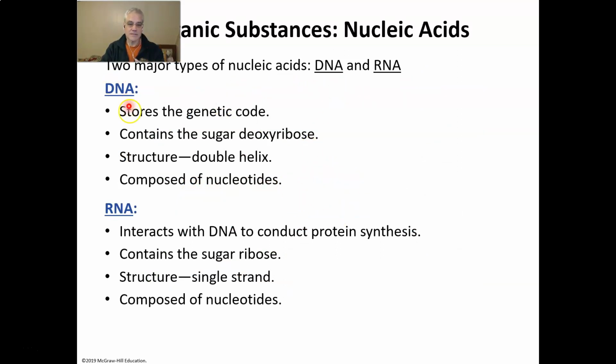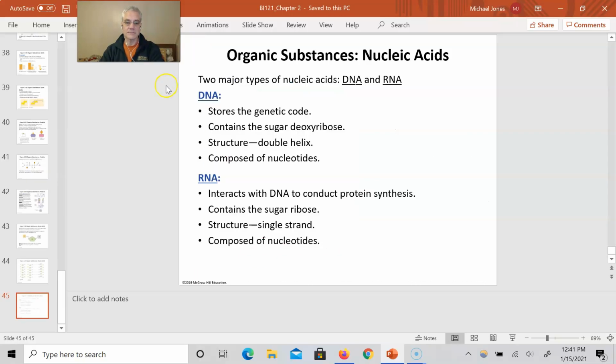Here are the properties. DNA stores the genetic code and contains the sugar deoxyribose. Ribonucleic acid contains the sugar ribose. That's where it gets its name from. Usually DNA is double-stranded, a double helix we call it. RNA is usually single-stranded, still composed of nucleotides strung together. So that's it for organic stuff, right?